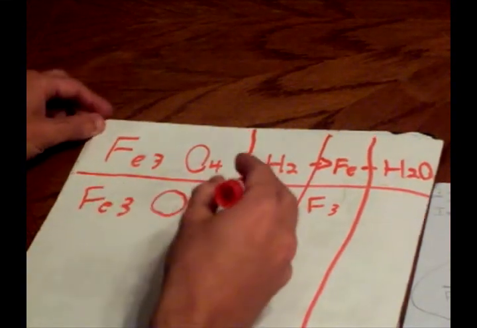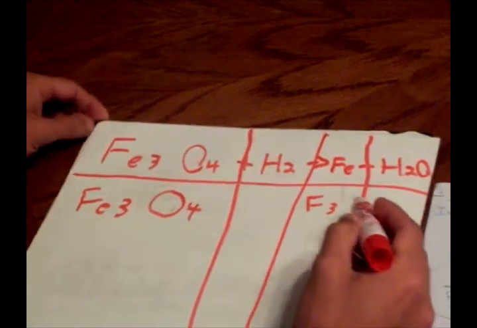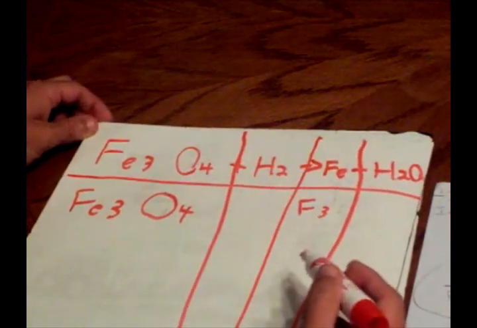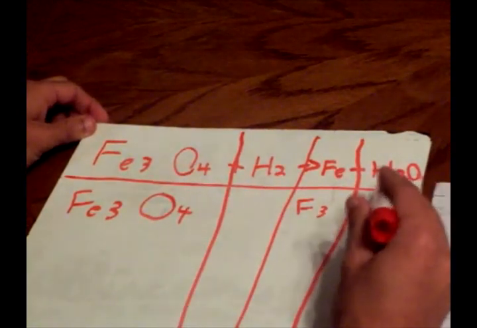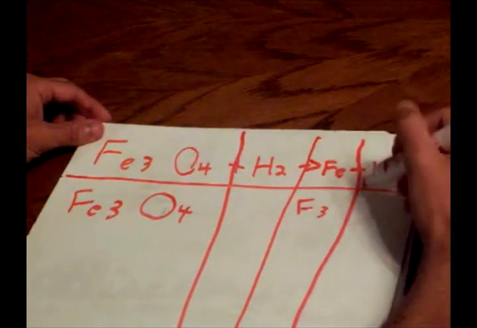Oh, what's next? Now you need to balance out your little old O's. On this side, we seem to have 4 O's, so on this side we need to have 4 O's. So let's see what will happen.